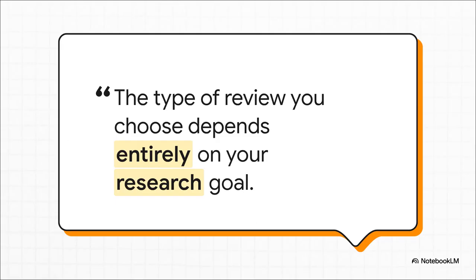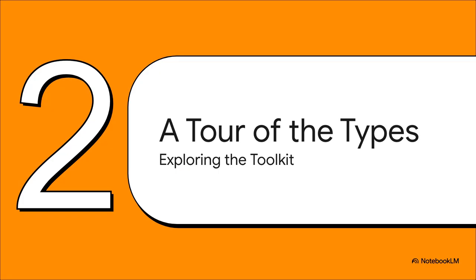Now here's where things get really fun. A literature review is not a one-size-fits-all kind of thing. The tool you pick from the toolkit depends completely on what job you're trying to do. So let's do it. Let's explore that toolkit. We're going to take a quick tour of 6 of the main types of literature reviews, and we'll figure out when and why you'd want to use each one.